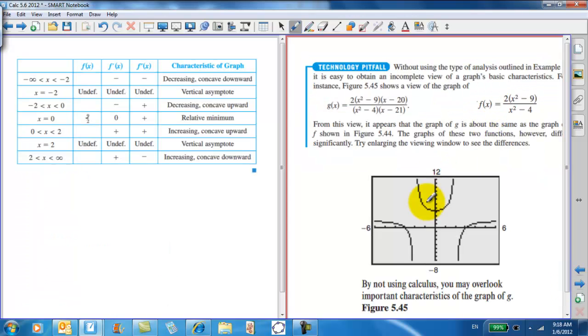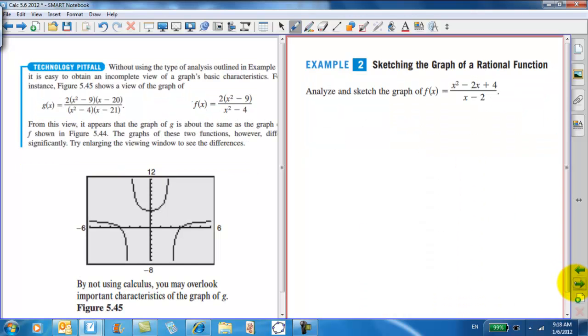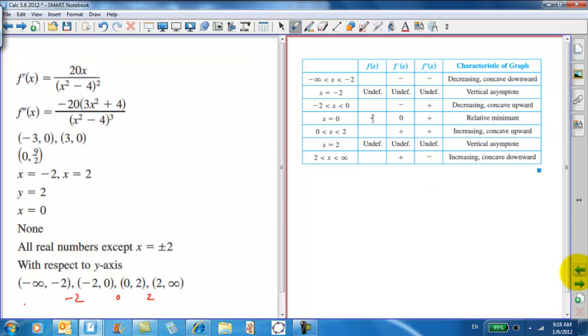Here's somebody doing it on their calculator. Here's an example of a technological pitfall where these are two very similar looking functions, but if you zoom in, you'll see that there's something funny going on there at 20 and 21. Oh, so let's finish our sketch here. Let's make some room for the sketch.